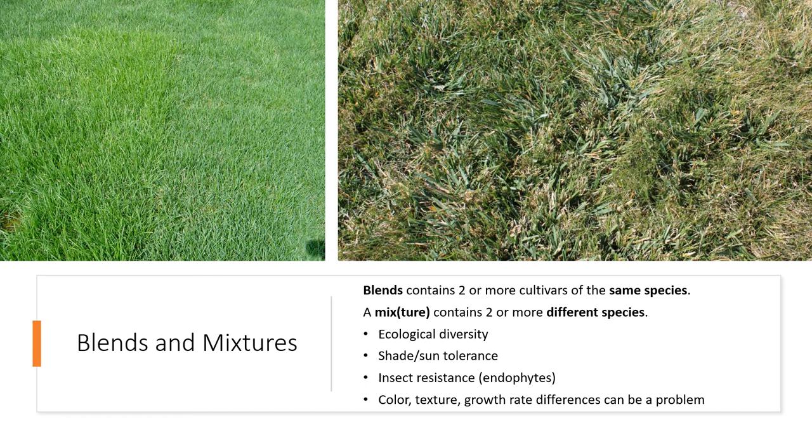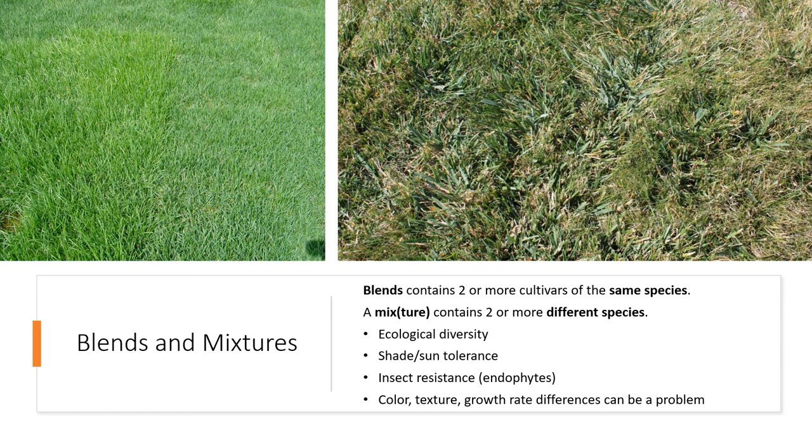So this could be like mixing perennial ryegrass and Kentucky bluegrass, which is a fairly common seed mix, especially if you go buy seed in the big box store. They'll mix those two, and a lot of times they'll throw some fine fescue in as well. So you'll have a three-way mix of grasses.